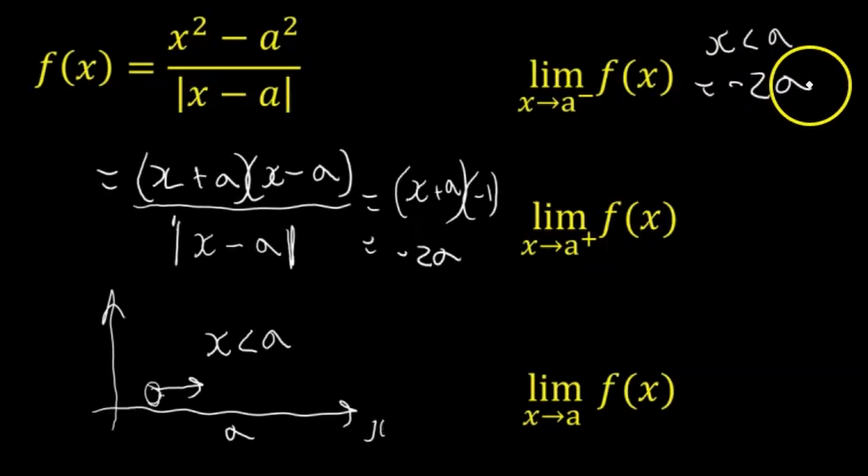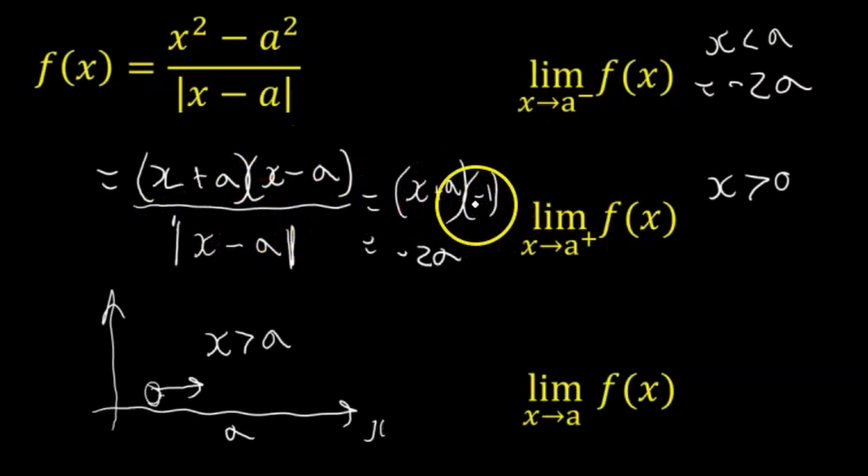Negative 2a here. Okay, so as x approaches a from the positive side, x is now greater than a. So I'm just going to change this here to x greater than a. That means x is larger than a. So if x is larger than a, this is always positive. So when these cancel, we have a positive over a positive. So we're left with x plus a times positive 1, because these both canceled. And rather than being negative 2a, we have positive 2a.